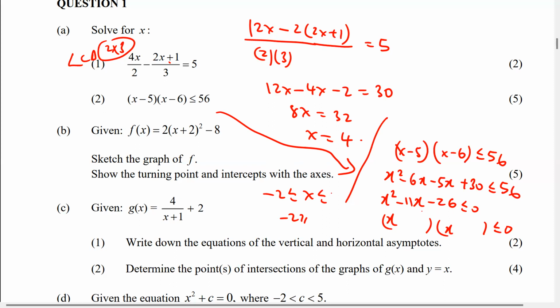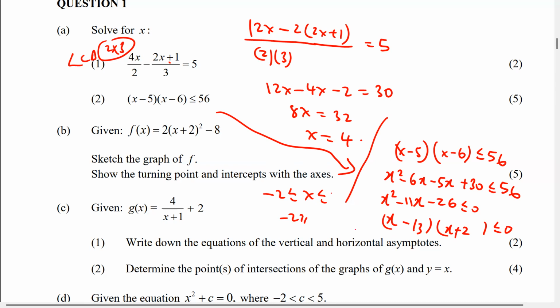The factors of 26 that give 11 are 13 and what? 13 and 2. Yes. 13 and 2. Right, and you put a negative there and a plus there.